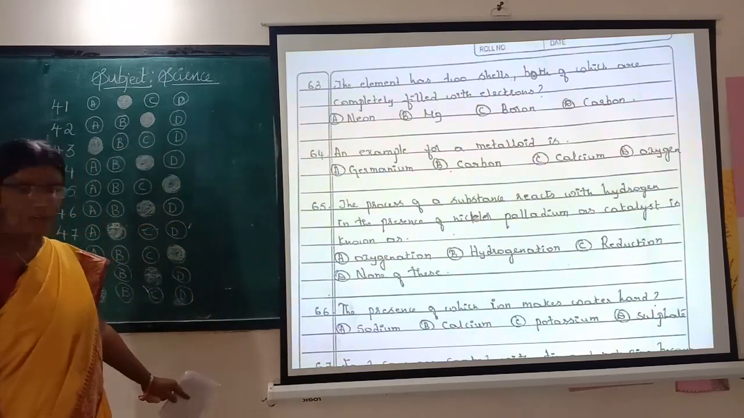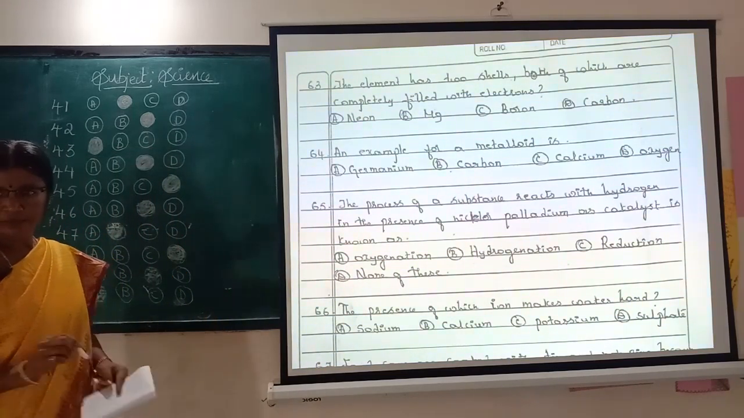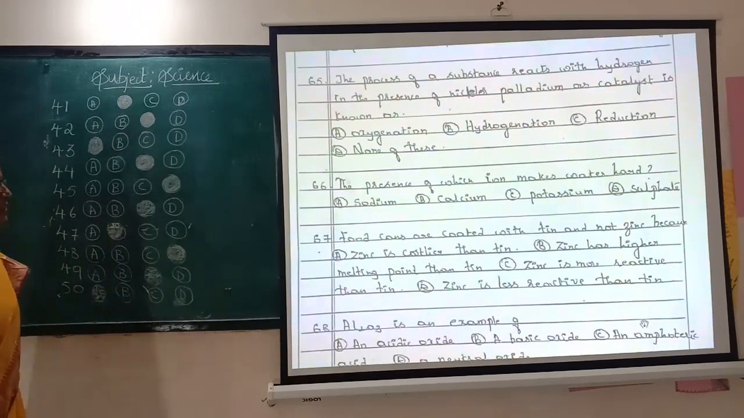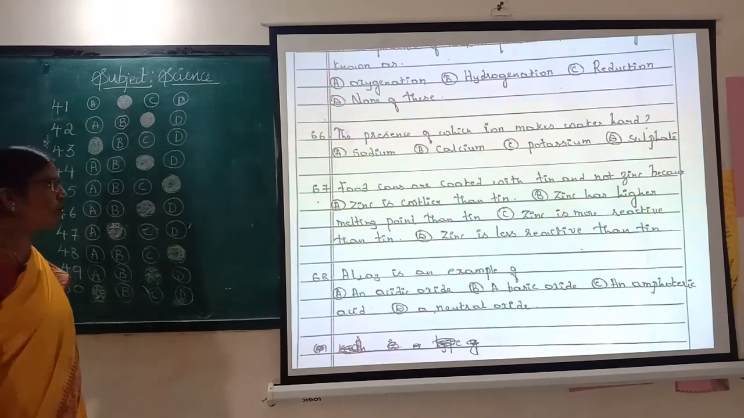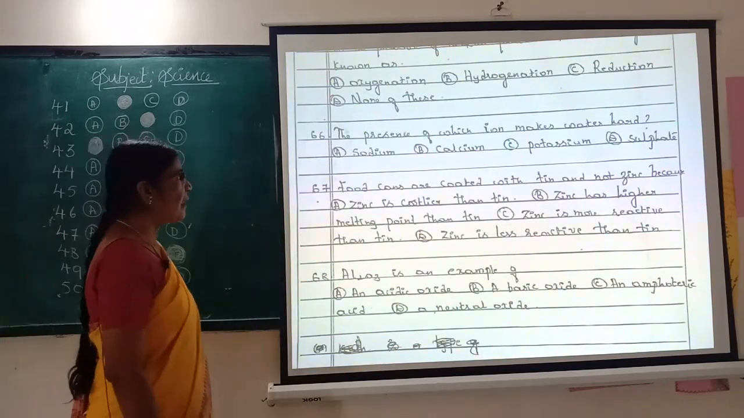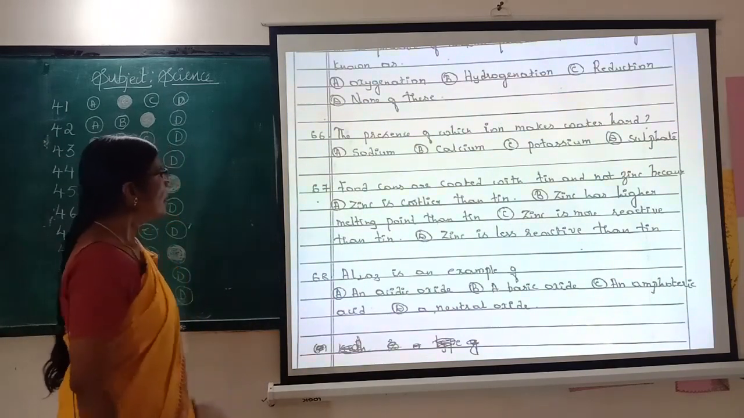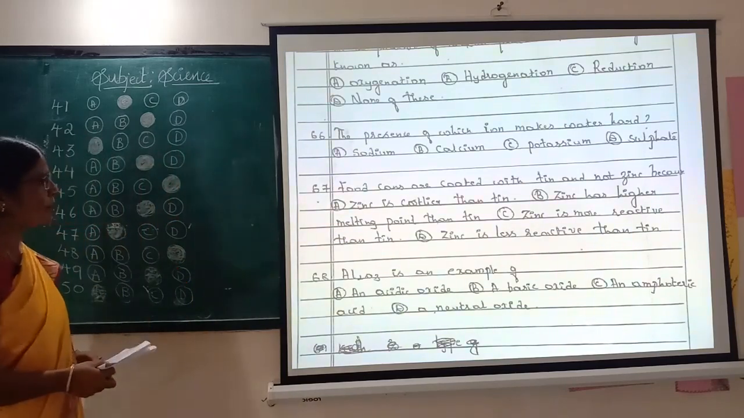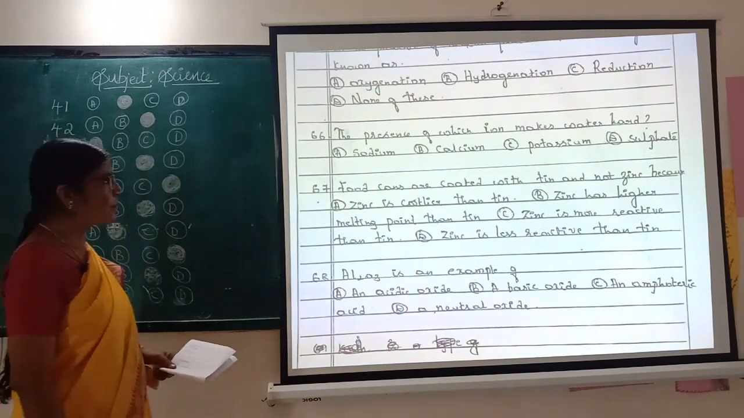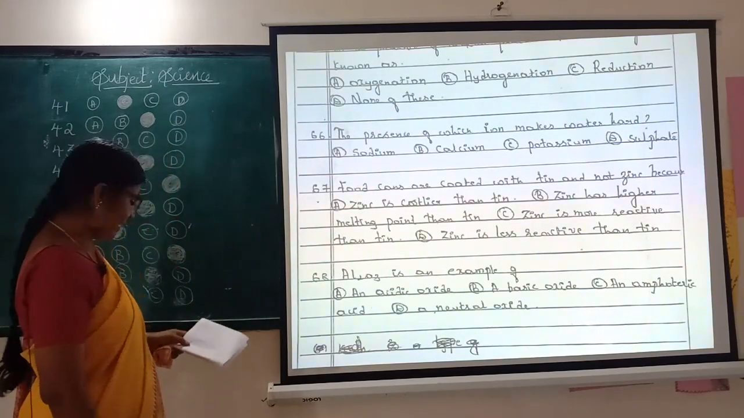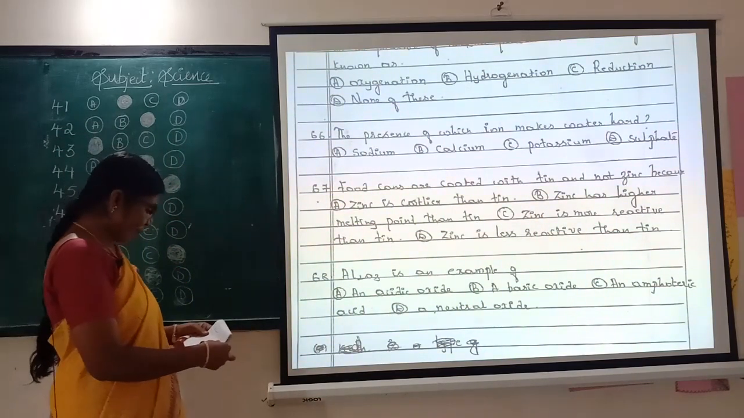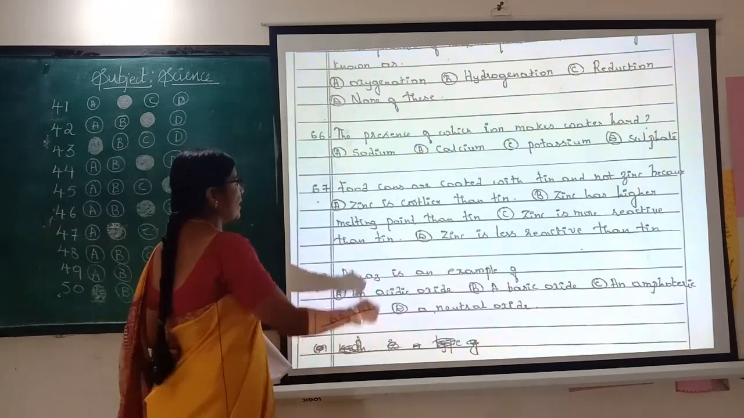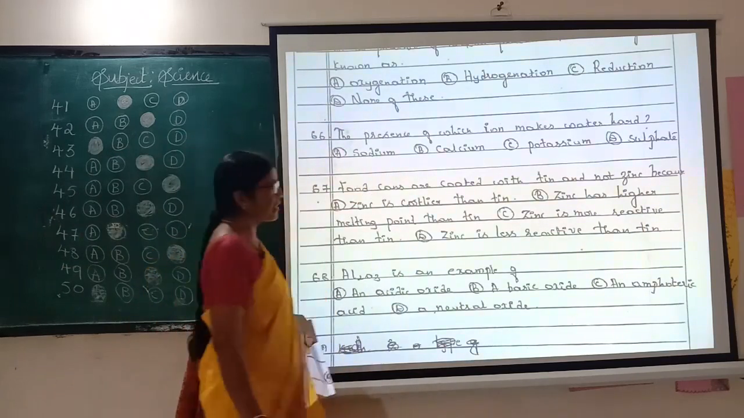Next, we'll go for 66th question. The presence of which ion makes water hard? Option A, sodium, option B, calcium, option C, potassium, option D, sulfate, children. 66th question. So B is the right option, that is calcium, children.